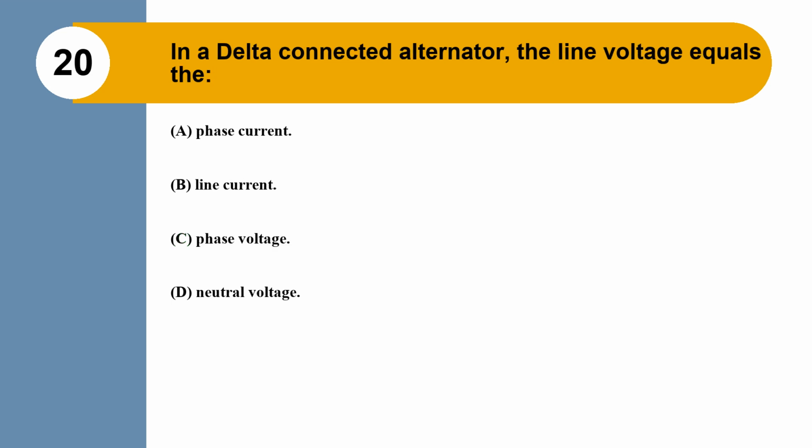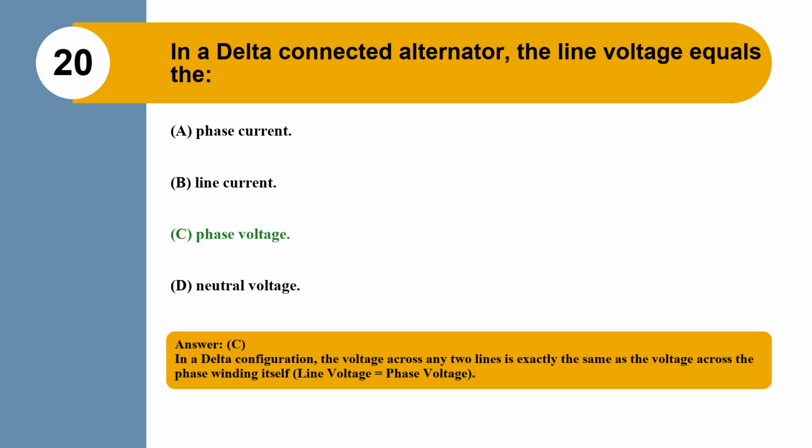Question 20. In a delta-connected alternator, the line voltage equals the option A phase current, option B line current, option C phase voltage, option D neutral voltage. The correct answer is option C, phase voltage. In a delta configuration, the voltage across any two lines is exactly the same as the voltage across the phase winding itself. Line voltage equals phase voltage.